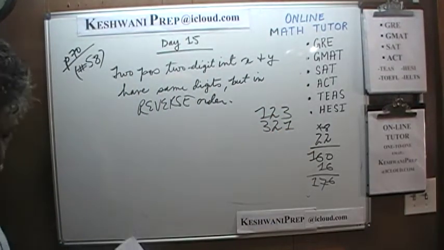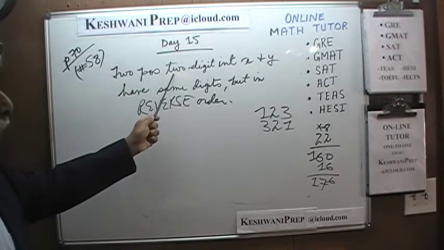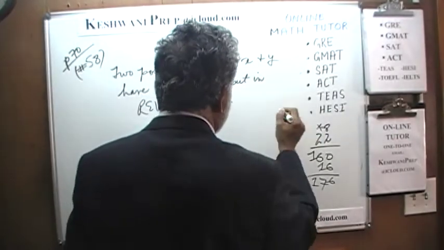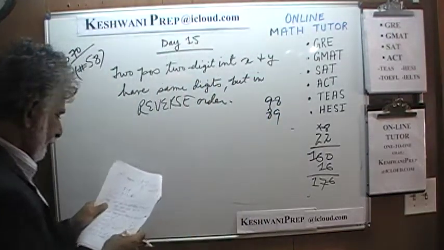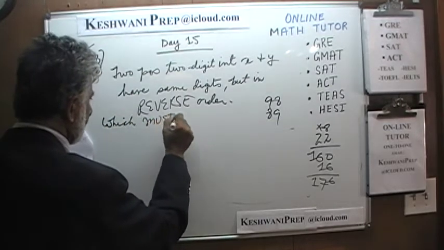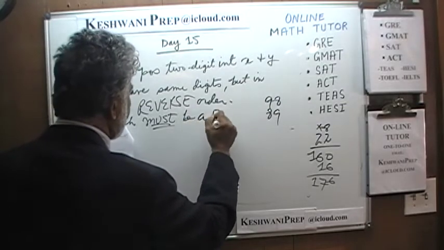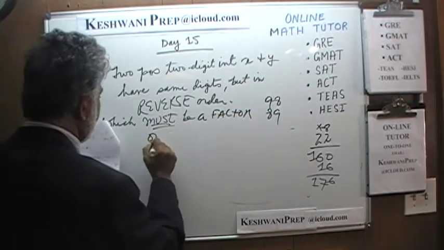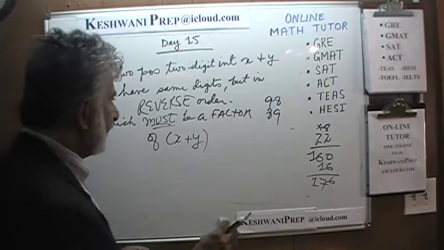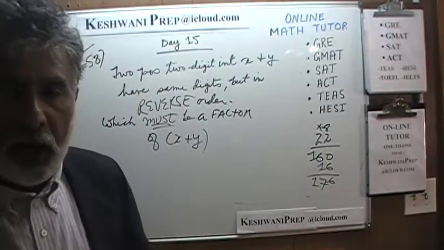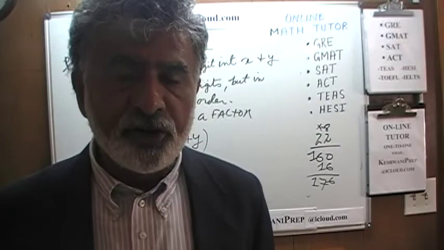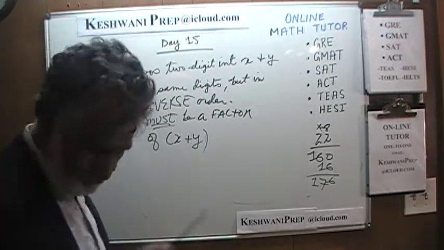We have 2 positive, or 2-digit integers. These are 3-digit integers, but you get the idea. These are 2-digit integers, so one is 98, the other one is 89, like that. This says, which must be a factor of their sum, x plus y. The key here is understanding how to express a two-digit integer in the algebraic language. For example, let's do it on the top here.